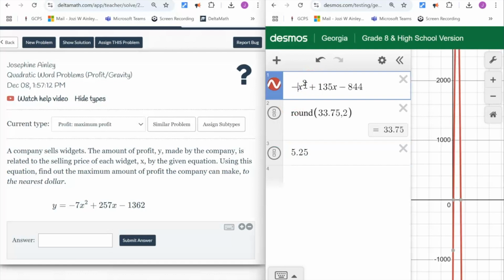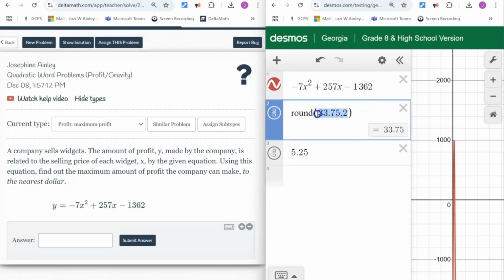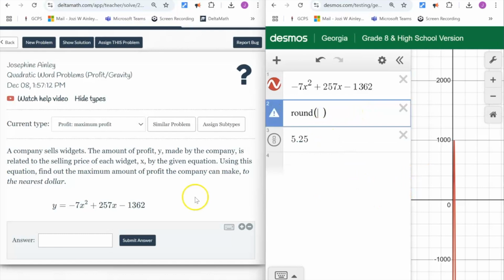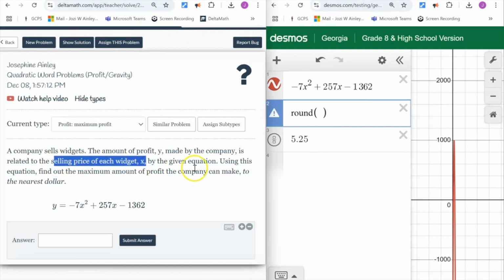So again, I'm just going to change the question. You're just going to type it into Desmos. Once you type it into Desmos, you can see what the parabola is looking like and doing. All right, so there it is typed in. I'm going to delete this so that we're all on the same page. All right, so again, profit is Y, selling price is X. Using this equation, find out the maximum amount of profit. So you just have to read what the problem is asking. This time, it's not saying how much should I sell the widget for. It's asking, what is the amount of profit that I'm going to make that's maxed out, that top number.